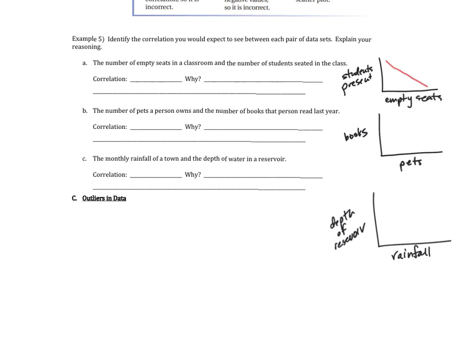So as you move right to left, as the empty seats increase, the students that are present in a seat decrease. So this would correspond to a negative correlation. And why? Obviously, it's what we just said. As empty seats increase, the number of students in seats decreases.